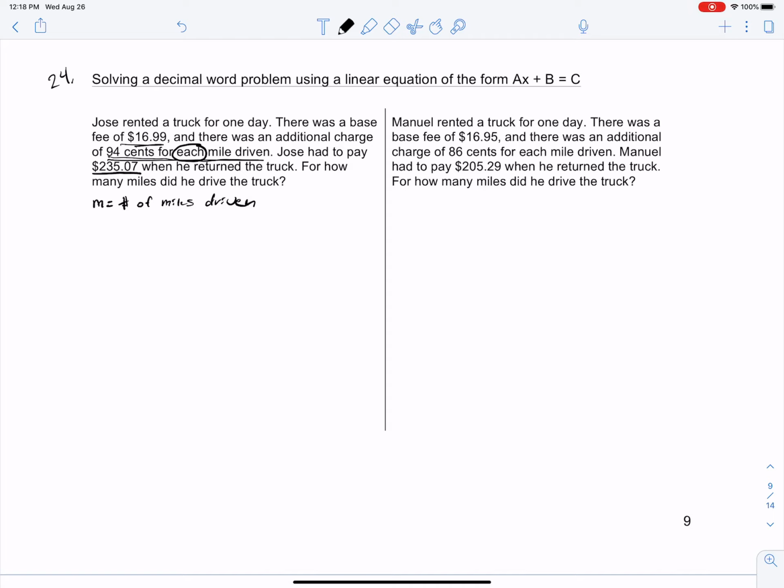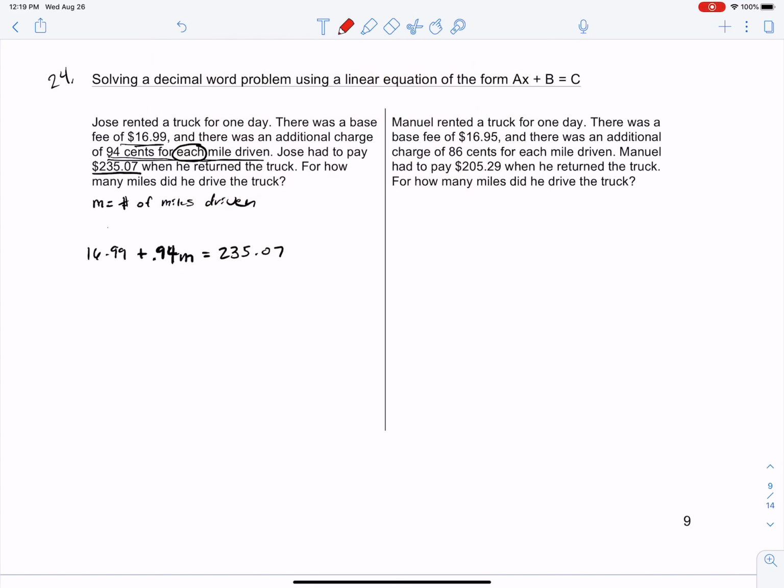So it says that we had a base fee of $16.99 plus however many miles we drove, but we're getting charged 94 cents, 0.94, per mile, or each mile, which is times M, or 0.94M, equals, and we know that Jose paid $235.07. So now my equation is set up, but notice something here.